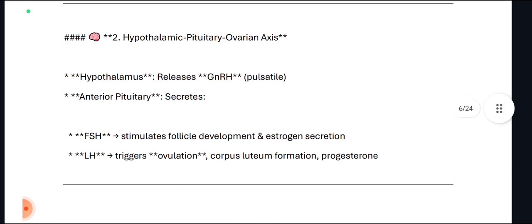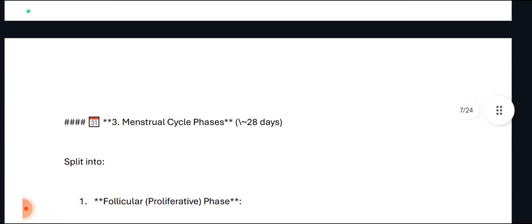Okay, next up is the hypothalamic pituitary ovarian axis. Hypothalamus releases GnRH in a pulsatile fashion, and due to this effect of gonadotropin releasing hormone, the anterior pituitary secretes FSH and LH. FSH stimulates follicle development and estrogen secretion, while LH triggers ovulation, corpus luteum formation, and progesterone secretion.